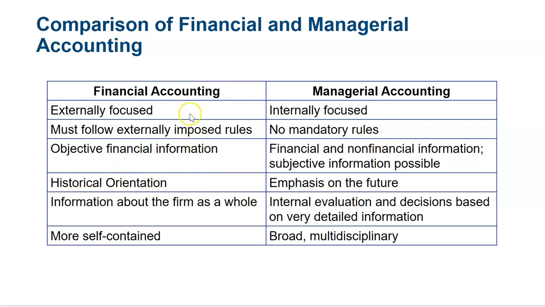Historical orientation with financial accounting. What happened? Planning, emphasis on the future, budgeting, etc. Okay. Financial accounting is everything as a whole, everything that we've done. Here are the results of operations. With managerial accounting, we have very detailed information that is produced much more frequently. Okay, so those are some general characteristics of managerial accounting. I would invite you to review this slide. It's a pretty good one.